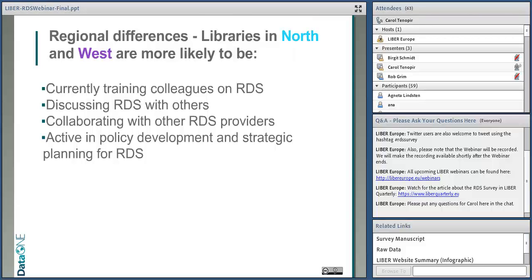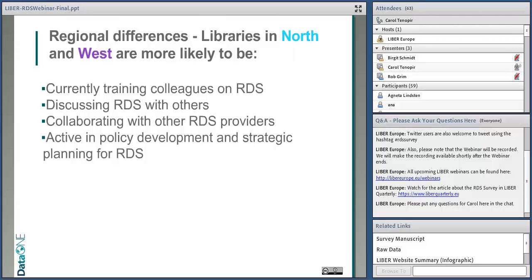So the discussion and the collaboration perhaps go hand in hand, as does the training, working as a group to leverage their information about RDS and their expertise and providing collaborative services. And they say they're more actively involved in policy development and strategic planning.